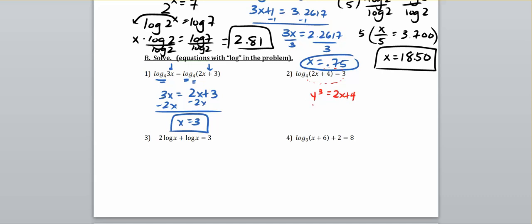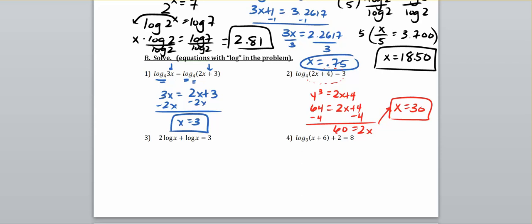Well, 4 to the third power is 64. And now you can see the algebra is going to be pretty easy. I'm going to subtract 4 from both sides, so I'm going to get 60 equals 2x. If I divide by 2, I will get x is 30. All right, so if you have a single log, you can use the circle method to change it into an exponential equation and then just solve for x.